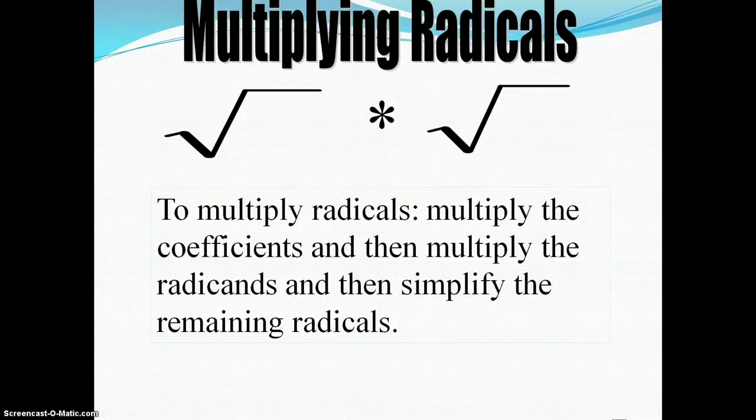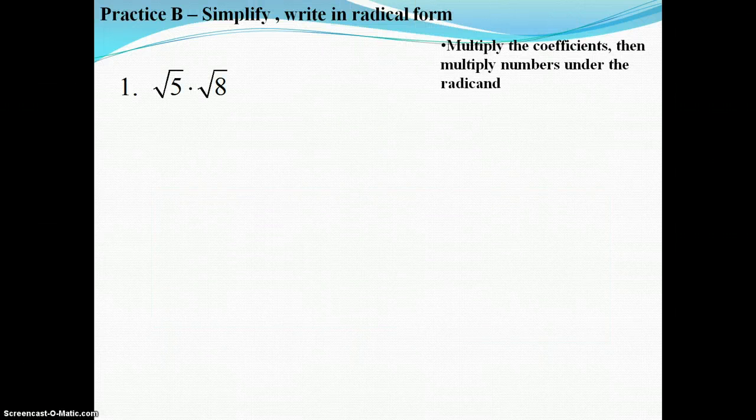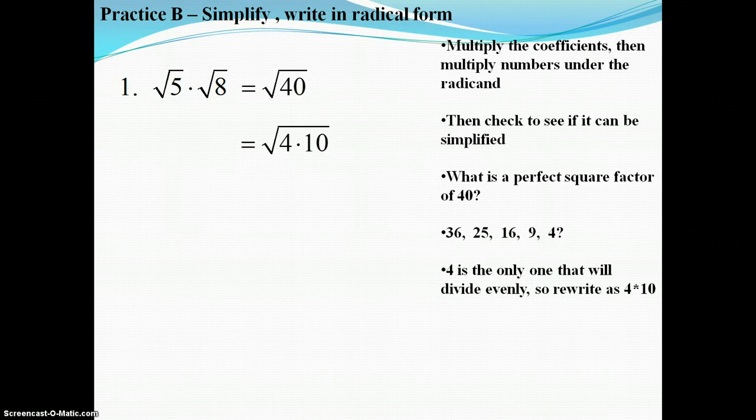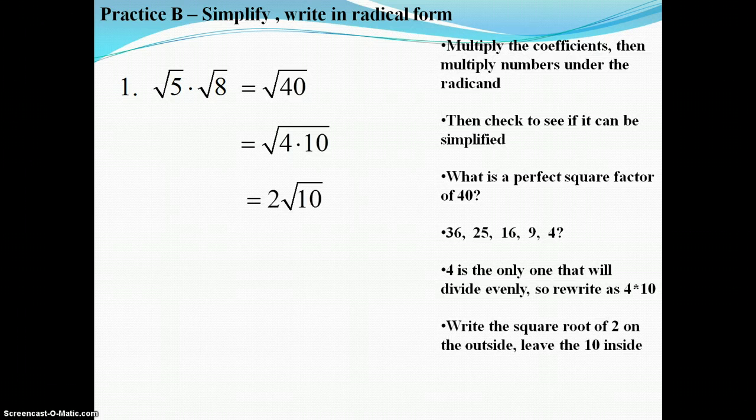All right. If I'm multiplying two radicals, what I can do is simply multiply them. Square root of 5 times square root of 8 is equal to the square root of 40. Now I can reduce that, and it'll become 4 times 10, which is going to be 2 times the square root of 10.